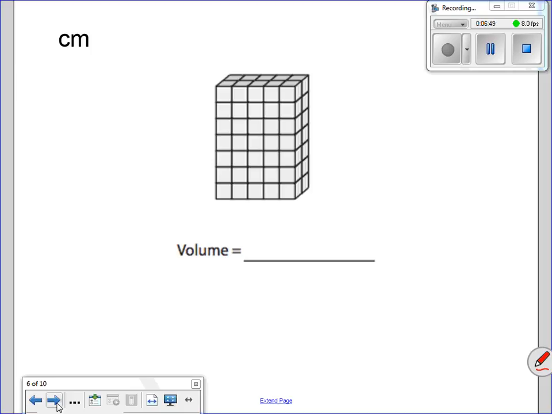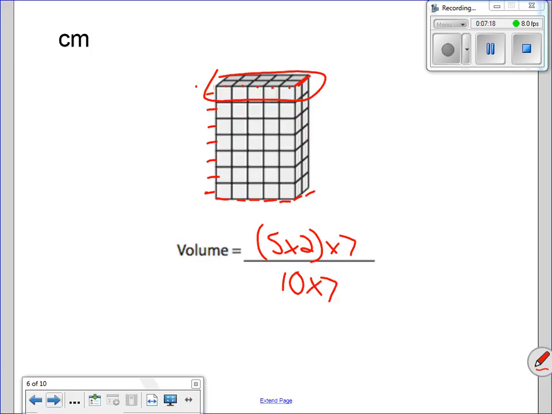Okay, we have a little taller shape. Let's take a look at what this top layer is. Remember, this top layer is the same as my base. If the base is hard to see, I have 1, 2, 3, 4, 5. 5 times, it's like 2 again. But the same as down here, 1, 2, 3, 4, 5. And I have 2 here. 5 times 2, my height is 1, 2, 3, 4, 5, 6, 7. Times 7. 5 times 2 is 10, times 7 is 70.